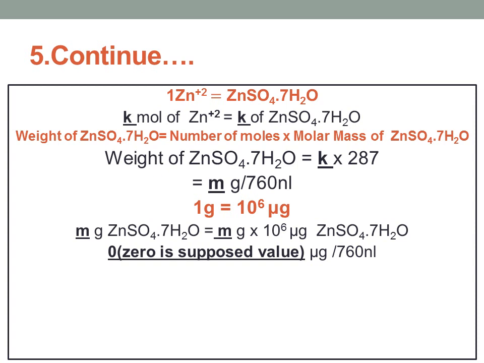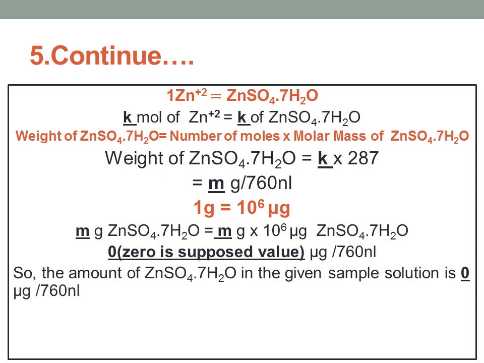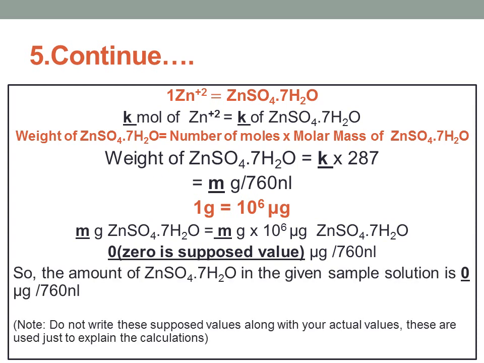वॉल्यूम कन्वर्जन भी कर दिया था. जिंक प्लस 2 की मदद से जिंक सल्फेट हेप्टाहाइड्रेट की मोल भी फाइंड आउट किए एंड देन ग्राम की मदद से हमने क्या फाइंड आउट कर लिया? माइक्रोग्राम में. So the amount of zinc sulfate heptahydrate in the given sample solution was found to be 0 microgram per 760 nanoliter.